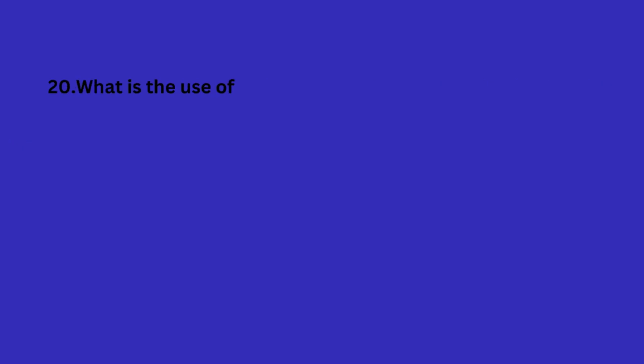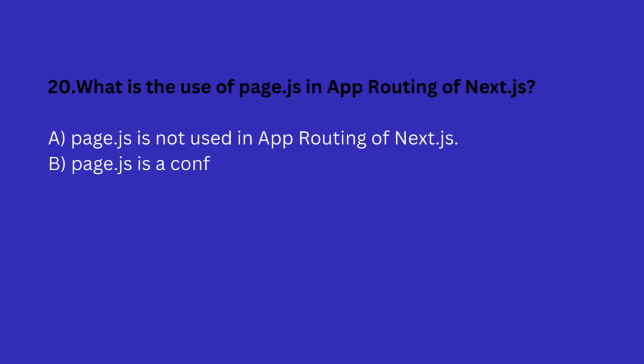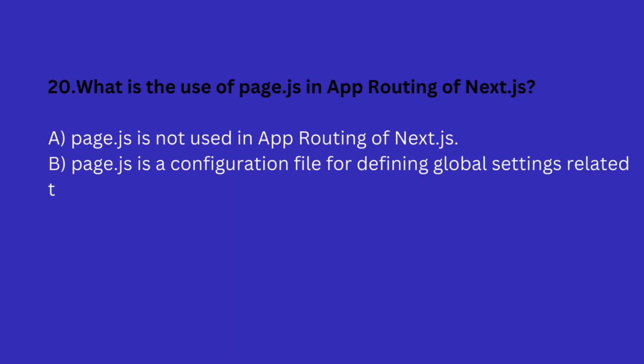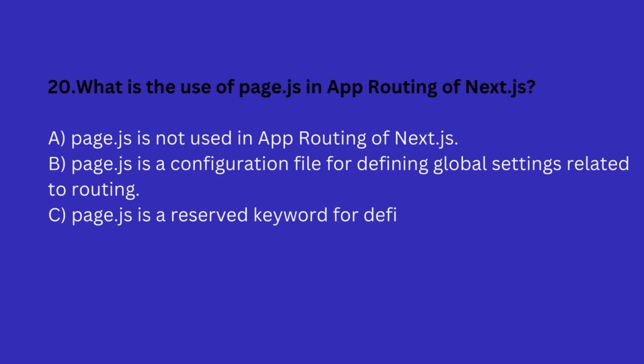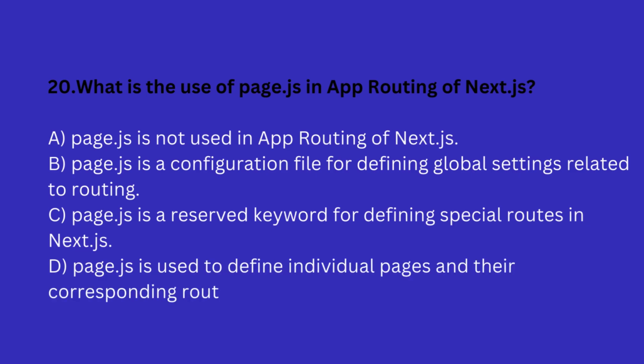20. What is the use of page.js in app routing of Next.js? A. Page.js is not used in app routing of Next.js. B. Page.js is a configuration file for defining global settings related to routing. C. Page.js is a reserved keyword for defining special routes in Next.js. D. Page.js is used to define individual pages and their corresponding routes in a Next.js application. Correct answer is option B.